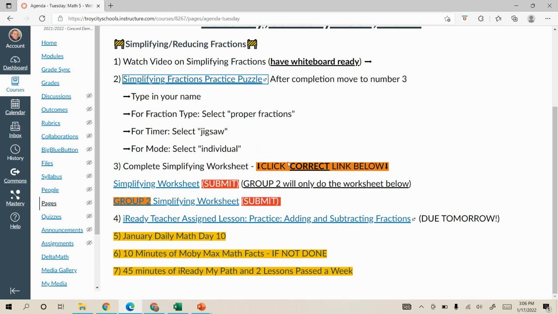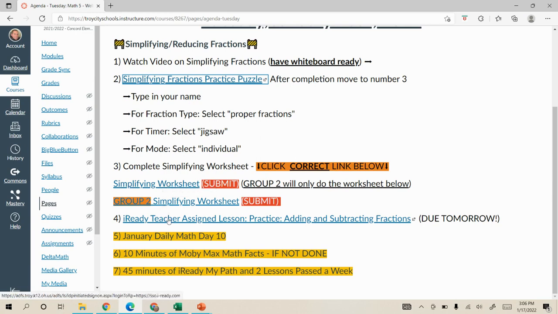Notice here, I do have click on the correct link below. There is a simplifying worksheet, and then there is a group 2 simplifying worksheet. So if you are group 2, you don't do the first one, you only do the second one. If you're not group 2, you only click on this simplifying worksheet right here. So you will do that.